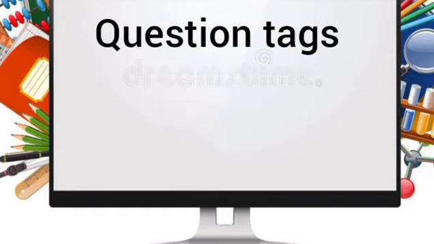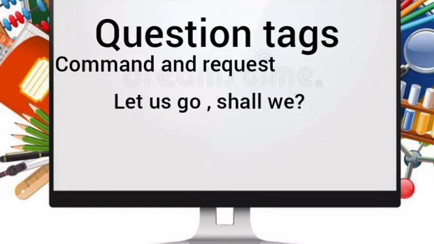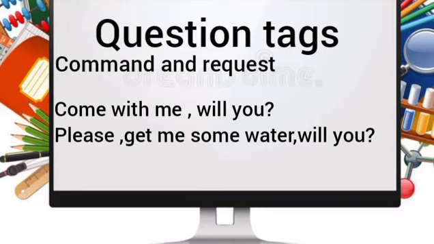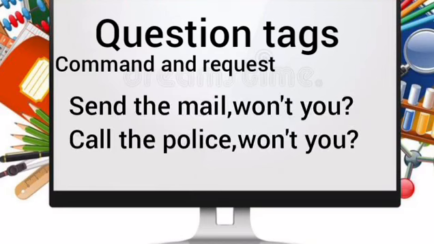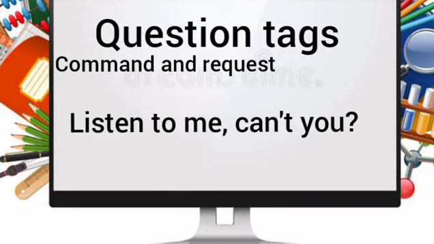Next, for some comments and requests you have to use separate tags, right? For suggestions, like let us go, you have to use shall we. For a simple request, like come with me, or please get me some water, you have to use will you. Send the mail, won't you. Call the police, won't you. For some remarks, like keep quiet or listen to me, you have to use can't you. So for some comments and requests, you have to use separate tags.